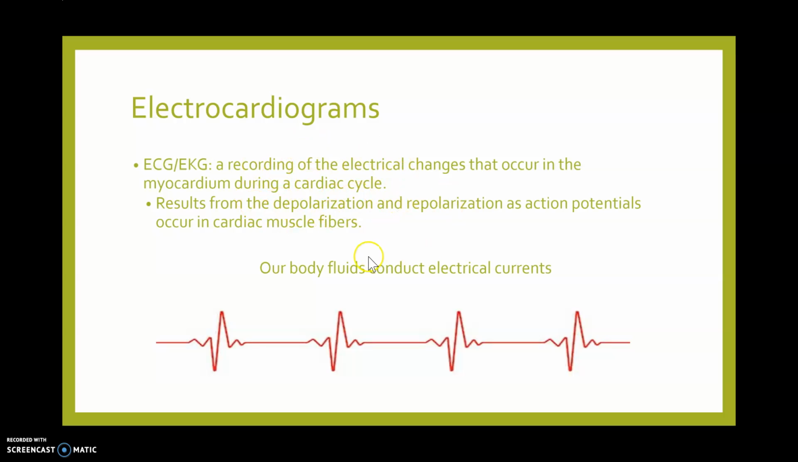So these are recordings of the electrical changes that occur in our myocardium during our cardiac cycle. So this is really closely related to what we're going to see with the conduction system that we talked about yesterday. So this conduction system, our EKGs are going to measure what's happening here. It's the result of the depolarization and repolarization as those action potentials are moving through our cardiac muscle fibers.